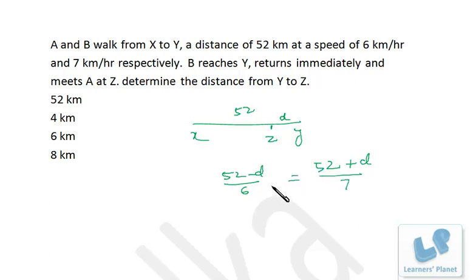And both of them take the same time. So distance by speed is time, and this is distance by speed, that is time, right? Precisely what we have to find is this d. So (52 plus d) by 7 is equal to (52 minus d) by 6. So 52 into 7 minus 52 into 6, if I take it common, is equal to 7d plus 6d, that is 13d. So d is equal to 4 kilometers. So this distance must be 4 kilometers. Pretty simple.